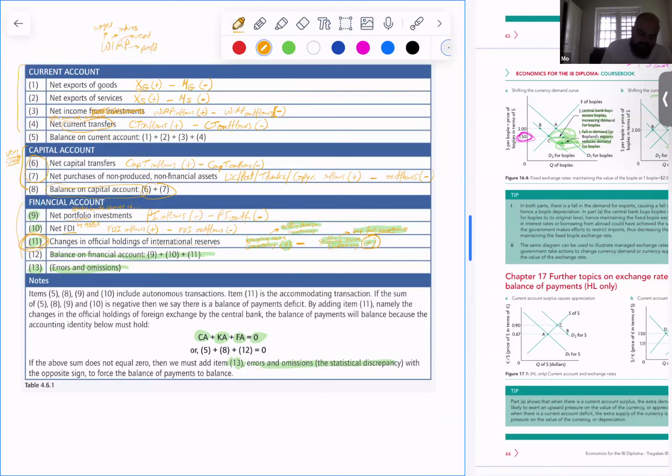I want you to think of items 1, 2, 3, 4, 6, 7, 9, and 10 as autonomous transactions. So these items, 5, 8, 9, and 10, think of them as autonomous. Item 11 is the accommodating transaction. If the sum of 5, 8, 9, and 10 is negative, then there's a balance of payments deficit. When you add the changes in the official holdings of the foreign exchange, the balance of payments will balance.